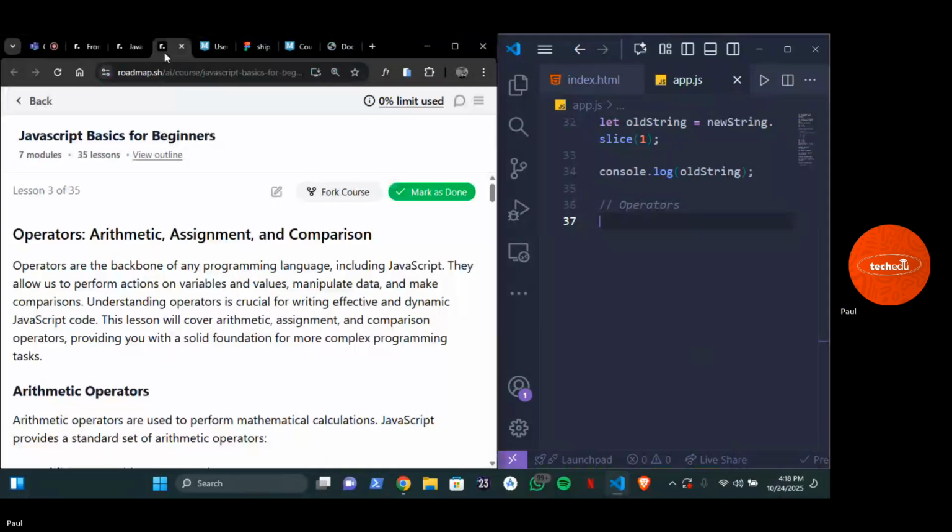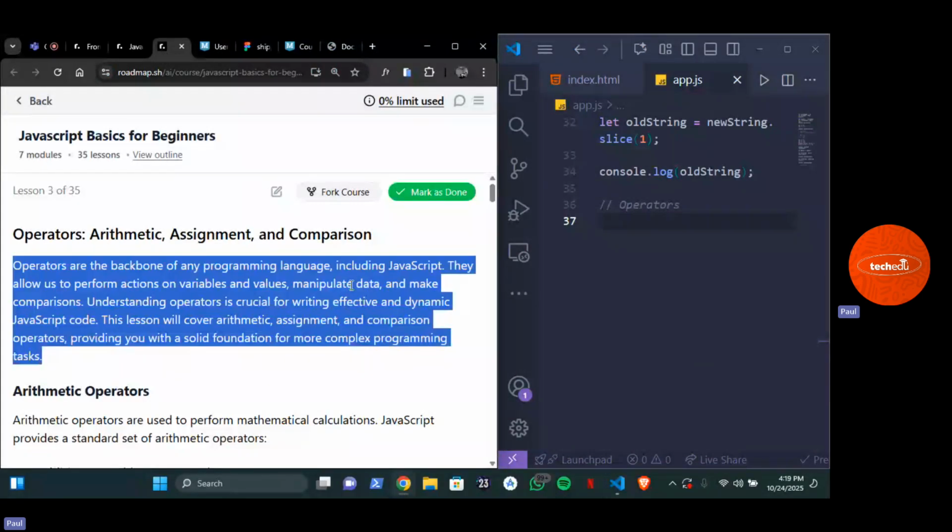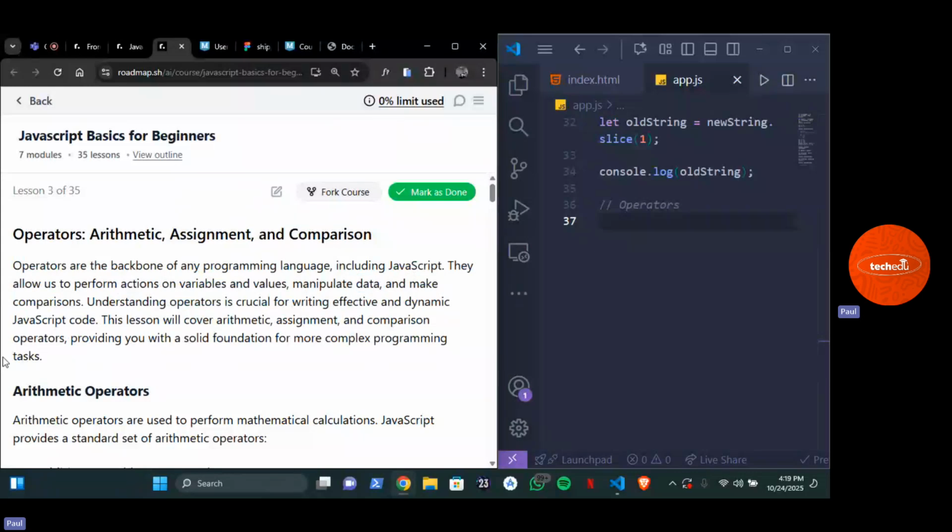Basically, what they allow us to do is to perform actions on variables and values, manipulate data, and then make comparisons. Now, understanding operators is crucial for writing effective and dynamic JavaScript code.